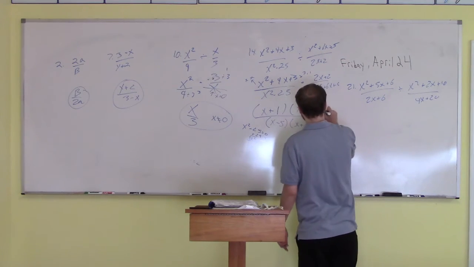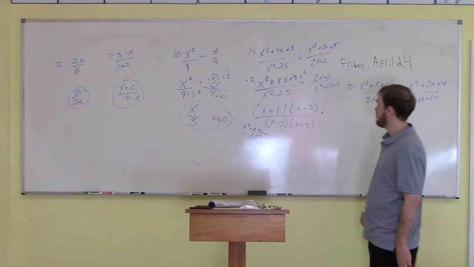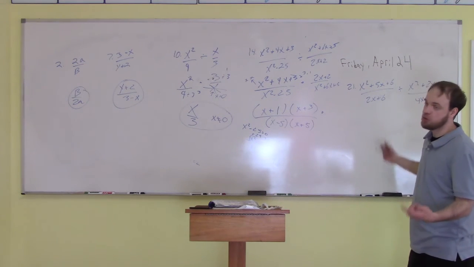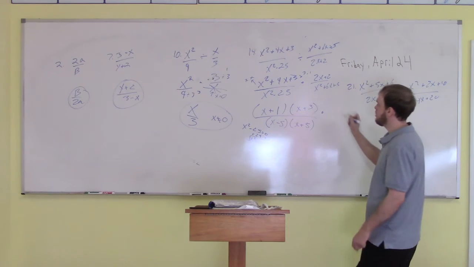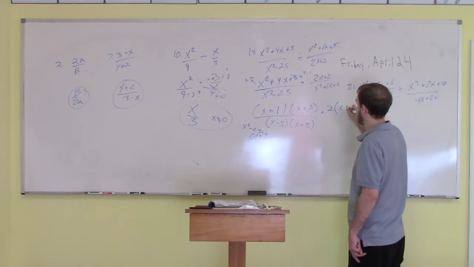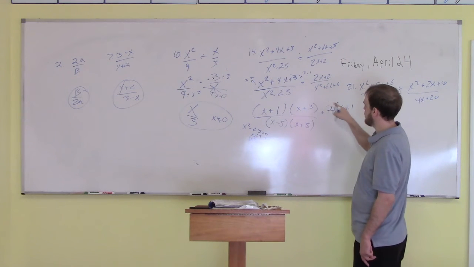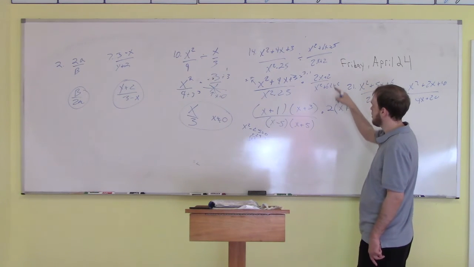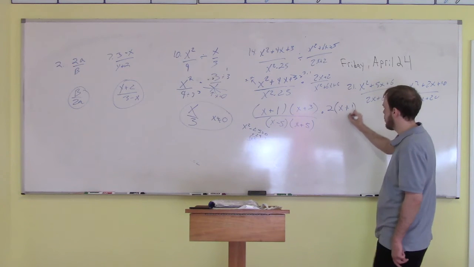This other side, I have 2x plus 2. So what do the 2x and the 2 have in common? They have a 2 in common, so I can pull out a 2. And then that'll leave me with an x plus 1. 2 will go into 2x, leaving just the x. 2 divided by 2 is just the 1.